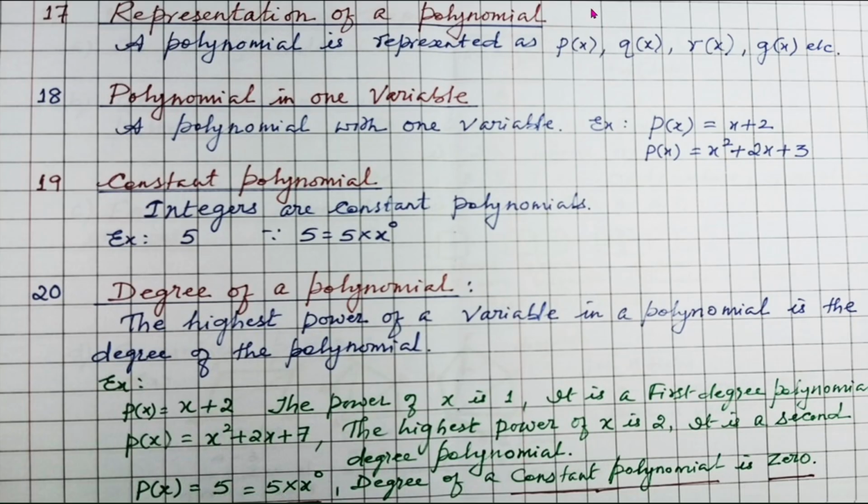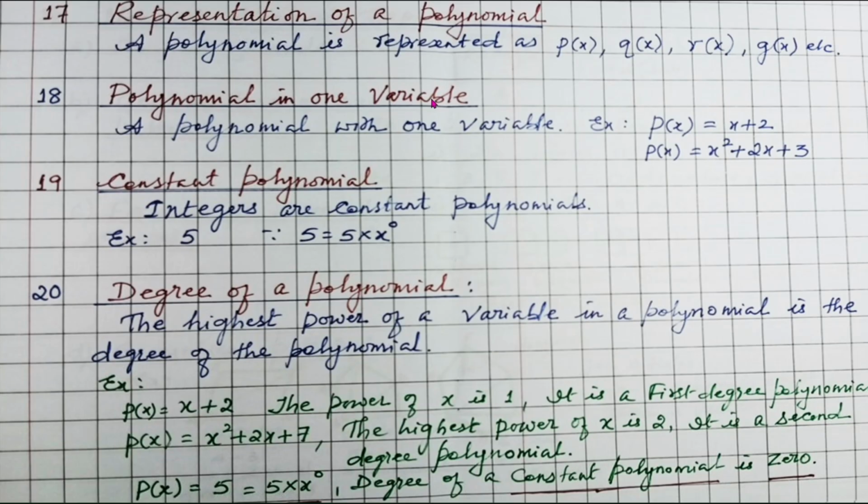We can generalize them as writing p of x. P of x is a polynomial with a variable x. Q of x is again a polynomial with a variable x. R of x is a polynomial with a variable x. G of x also is a polynomial with a variable x. So this is how we can represent a polynomial: p of x, q of x, r of x, and g of x, etc.